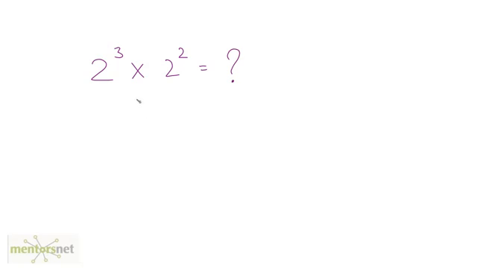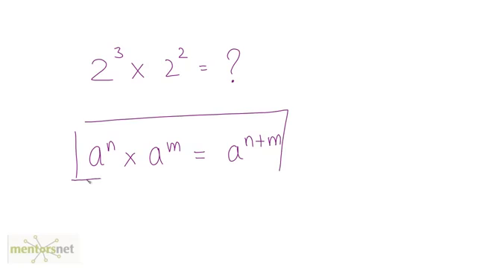If you have such an expression, there is a law of indices for you, and that law is: if you have a raised to n times a raised to m, it equals a raised to n plus m. This is the law of indices. So the value of this expression will be: we have 2 raised to 3 times 2 raised to 2, so it will be 2 raised to 3 plus 2, and that will be 2 raised to 5.